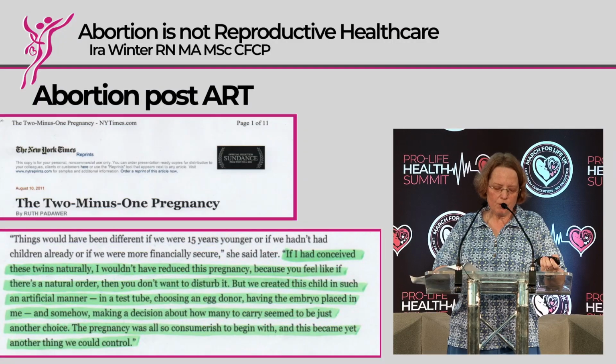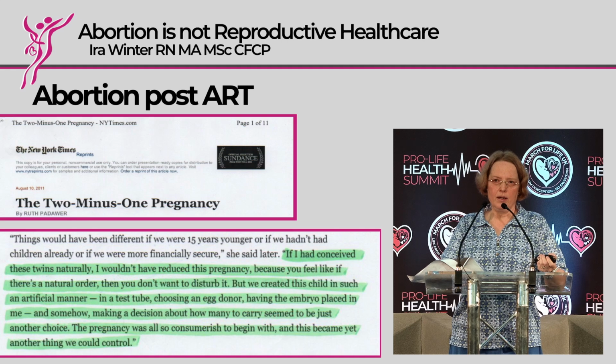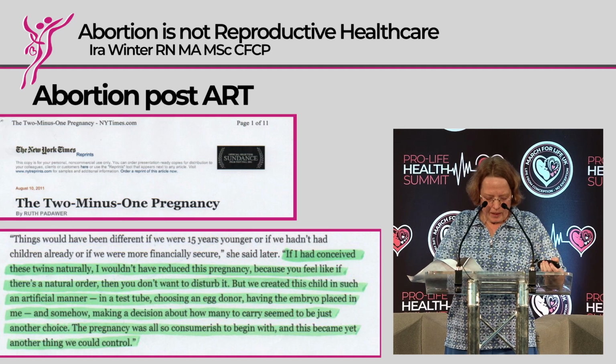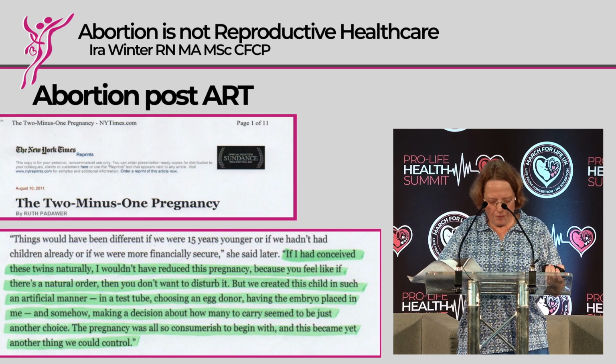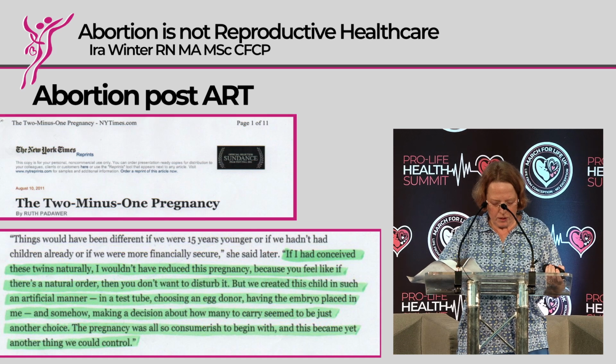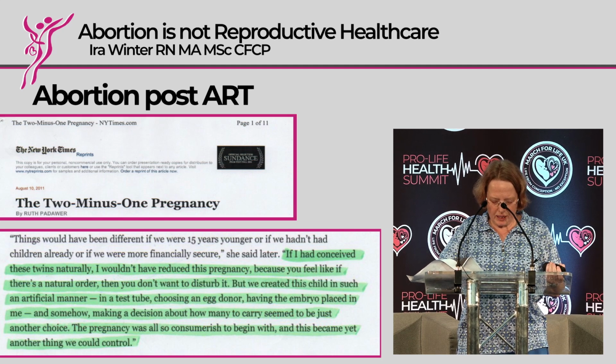And finally, abortion to reduce multiple pregnancies. Here an example post of a woman who speaks insightfully about her experience. She says, if I had conceived these twins naturally, I wouldn't have reduced this pregnancy, because you feel like there's a natural order that you don't want to disturb. And she's saying, but the pregnancy was so consumerish to begin with, and this became yet another thing we could control.